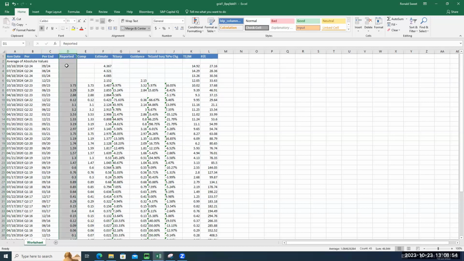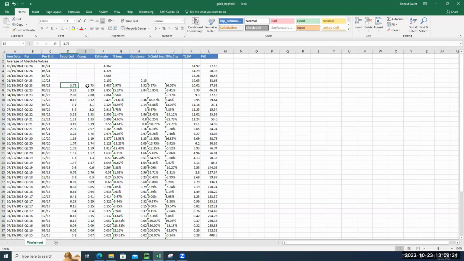They say the next column is reported. This is the actual GAAP earnings per share. The next one says comp. What the comp is, is adjusted GAAP earnings per share for any unusual items. You can see for Netflix, there's no difference. They're the same, but for some companies, they can be quite different. So the reported and comp can be the same. We only care about the comp. The comp means comparable. That's the comparable to the estimate.